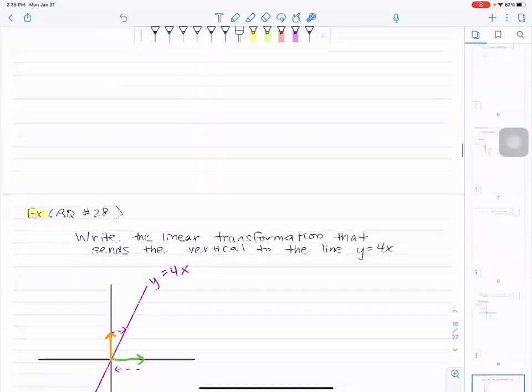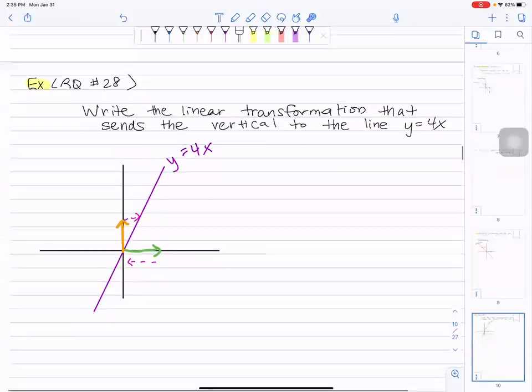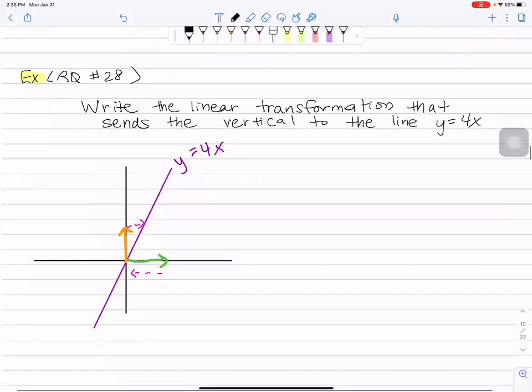Okay, let's just do an example since I don't want to explain stuff. So write the linear transformation that sends the vertical to the line y equals 4x.